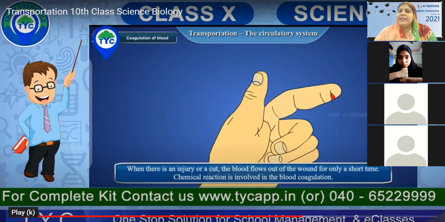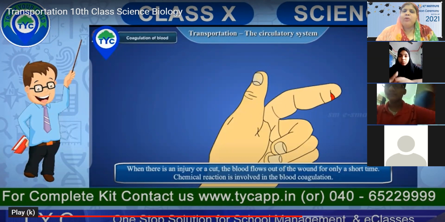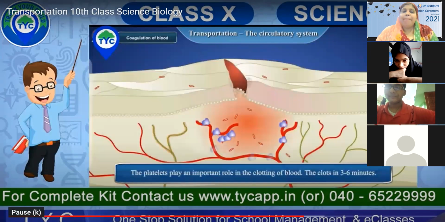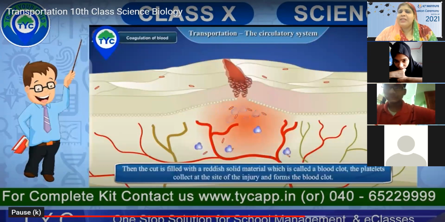Coagulation is this: whenever it happens, your body itself stops it through a process called coagulation. So let us see how this coagulation is taking place. You can see the blood has now stopped itself after some time. So the platelets play an important role in the clotting of the blood. The clot forms within 3 to 6 minutes.